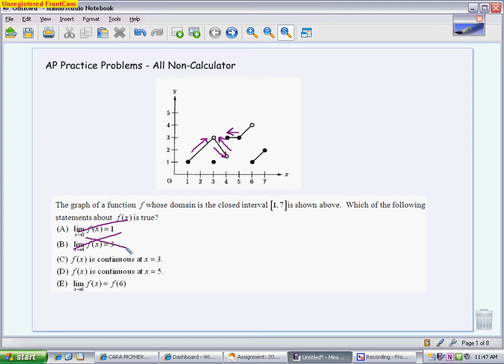Letter C says the function is continuous at 3. It is not continuous because there is a hole there. It does have a limit, but it does have a hole, so it is not continuous. So that one is false.